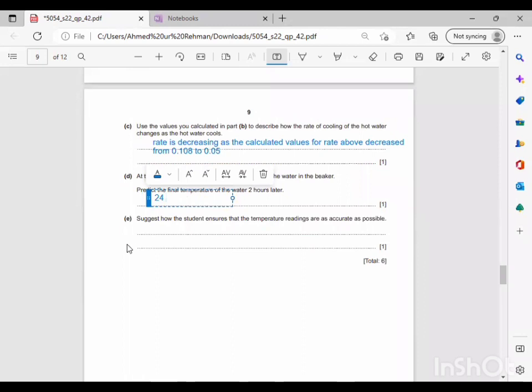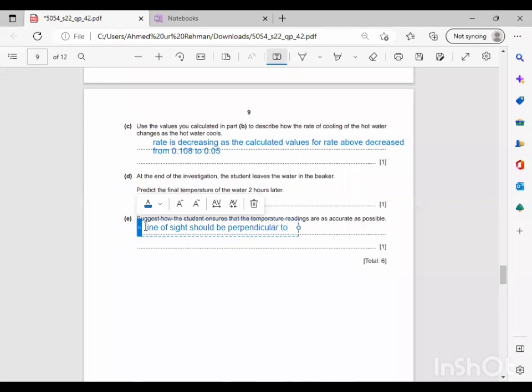Suggest how the student ensures that the temperature readings are as accurate as possible. Whenever you need to ensure that your readings are accurate, first of all, whenever you're taking temperature readings, you're going to look at the thermometer, right? So chances of parallax error. So first thing that you need to do is that your line of sight should be perpendicular to the scale of the thermometer. Okay, this is the first thing.